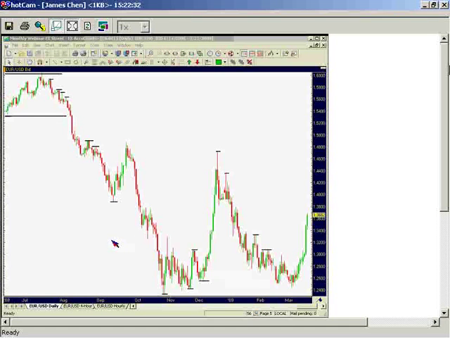But basically, what I'm doing is looking for these types of price action on all of the different currency pairs.